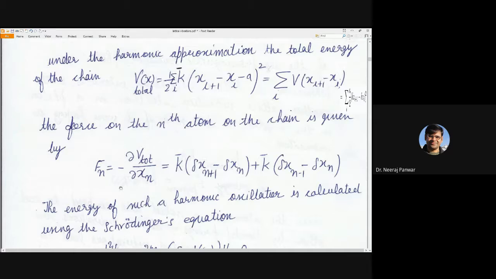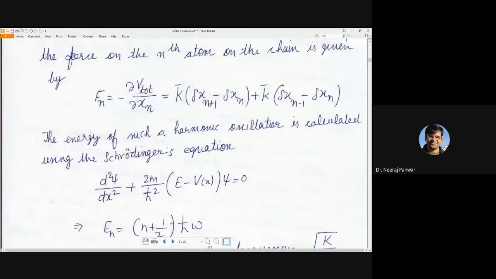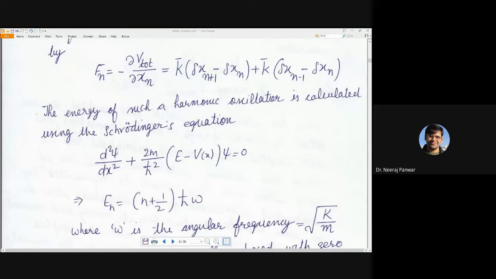We have studied that if we consider one-dimensional harmonic oscillations, we can solve them using quantum mechanics, using the Schrodinger equation, which is given by d2 psi over dx square plus 2m upon h cross square (E minus V(x)) psi is equal to 0. From quantum mechanics, we know the energy values for a one-dimensional harmonic oscillator are given by E_n is equal to (n plus half) h cross omega. Everyone knows this. The energy of a one-dimensional harmonic oscillator.